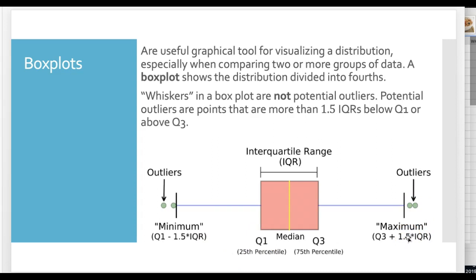It's similar to the z-score, because there we're looking at standard deviations away from the center, and here we're looking at interquartile ranges away from the center. That's where we're getting these values from. So whiskers in a plot are not potential outliers, but potential outliers are points that are more than 1.5 interquartile ranges below Q1 or above Q3. The only reason they use 1.5 here is because we pretty much have a half and a half already here.